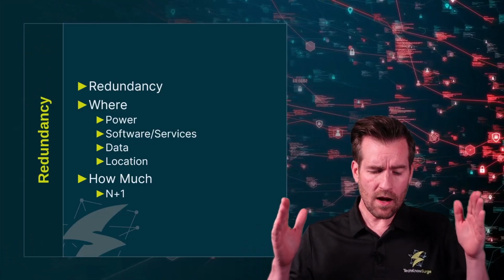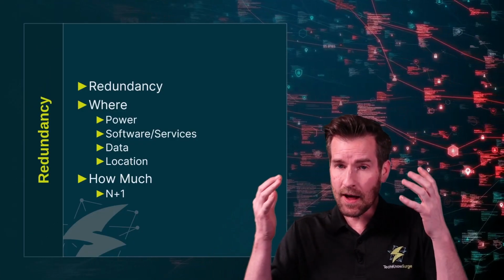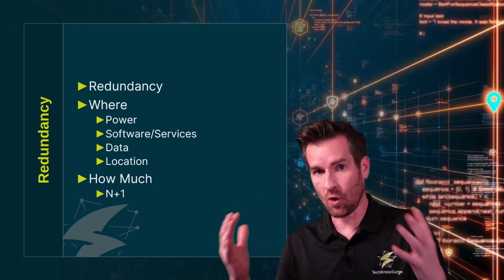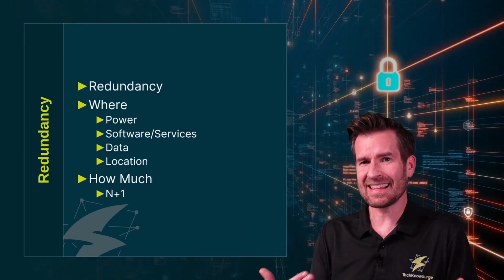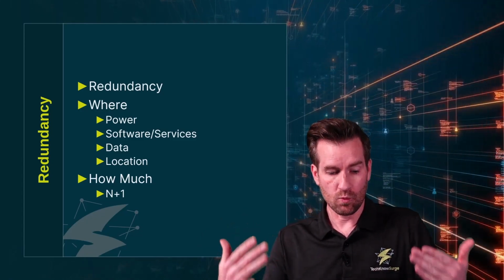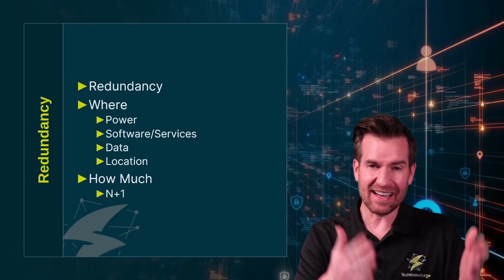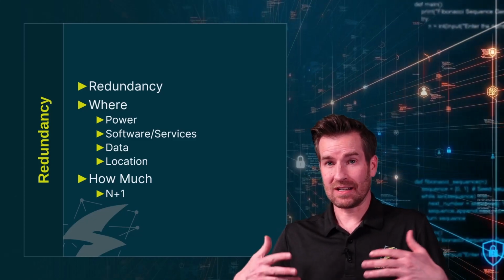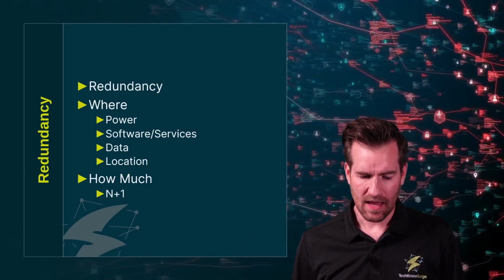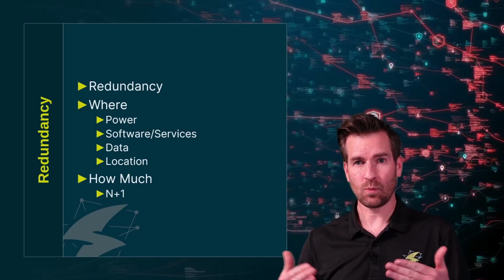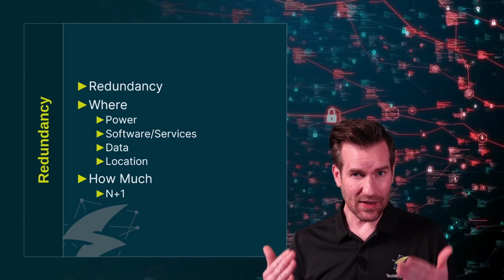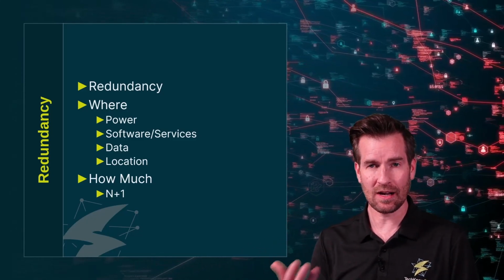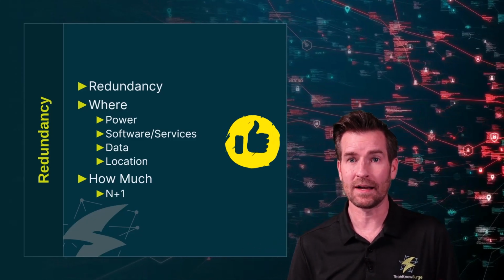In this video, we went over what redundancy is. We talked about where we would want to use it: for power, for software and services, for data, for the location. Really, we want anything that is out there to have redundancy, so that if anything fails, then we can still pick it up somewhere else. And then the question is, well, how much redundancy do we need? Well, generally speaking, N plus 1 is the industry standard, but there are times that we need more than that. Maybe N plus 2, maybe N plus 3. It's just going to depend on the scenario, but N plus 1 is pretty standard.